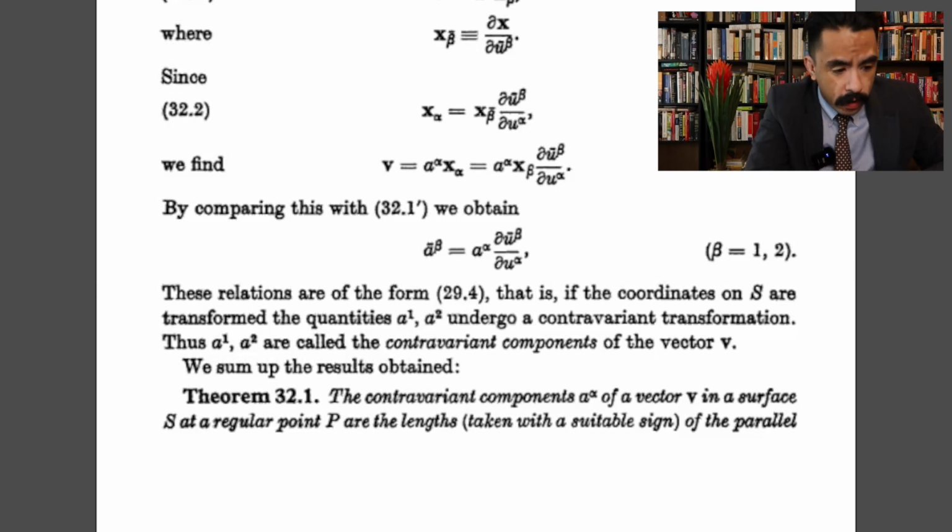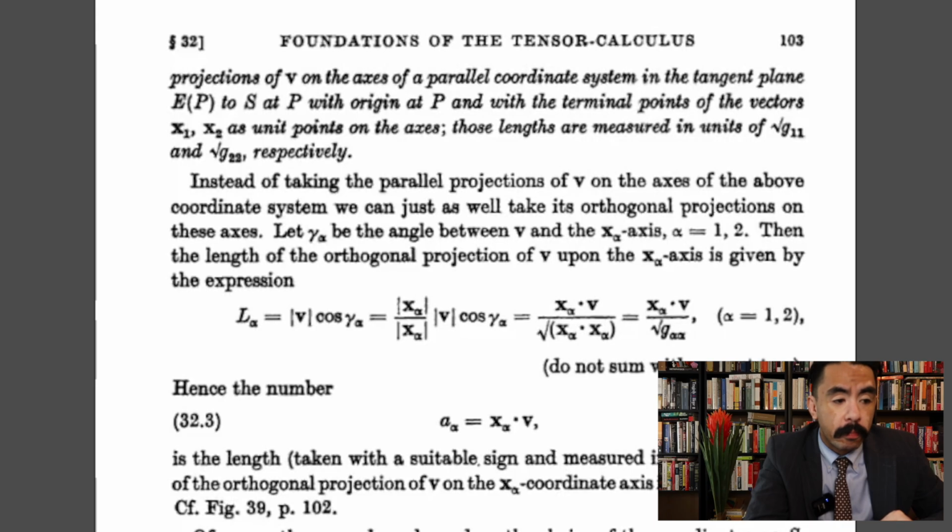Theorem 32.1. The contravariant components a superscript alpha of a vector v in a surface S at a regular point P are the lengths, taken with a suitable sign, of the parallel projections of the vector v on the axes of a parallel coordinate system in the tangent plane E of P to the surface S at the point of interest P, with origin at P and with the terminal points of the vectors x1 and x2 as unit points on the axes. Those lengths are measured in units of the square root of g sub 1,1 and the square root of g sub 2,2 respectively.